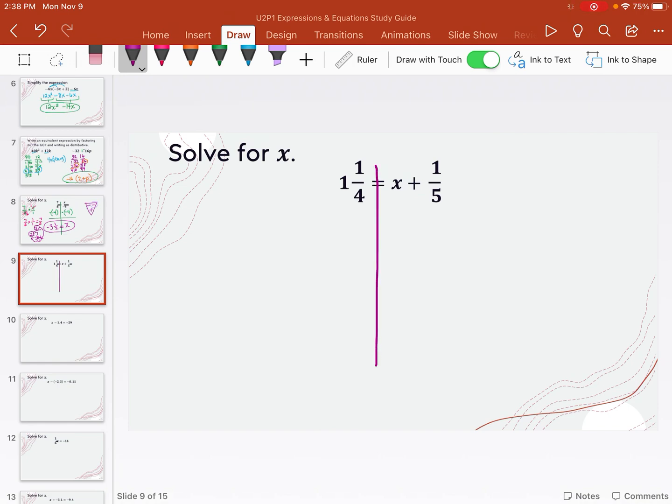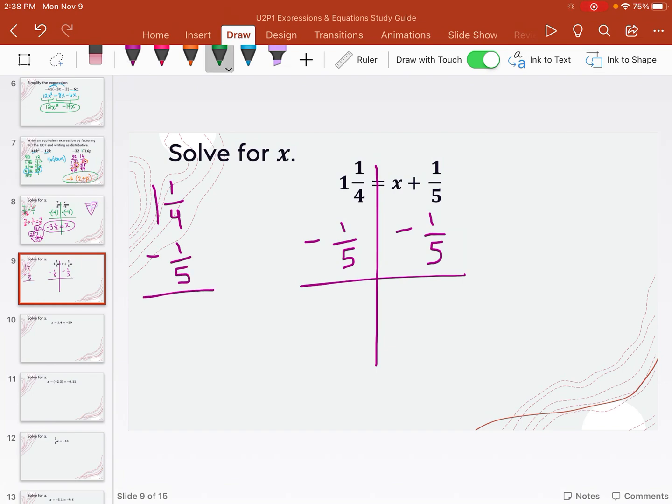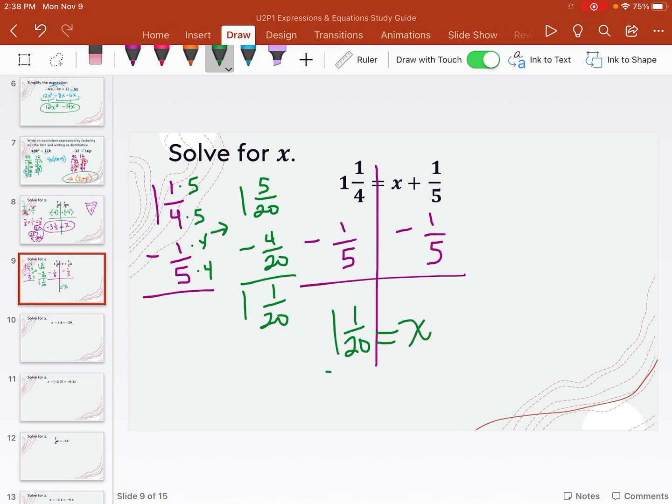All right, draw your balance. This is adding 1/5, so I'm going to subtract 1/5, subtract 1/5. Okay, so I really have 1 1/4 minus 1/5. When I add and subtract fractions, remember that we have to give them common denominators. So I'm going to change these to 20ths. So I've got 1 5/20 minus 4/20. That leaves me here with 1/20 and 1 1/20. So x equals 1 1/20.